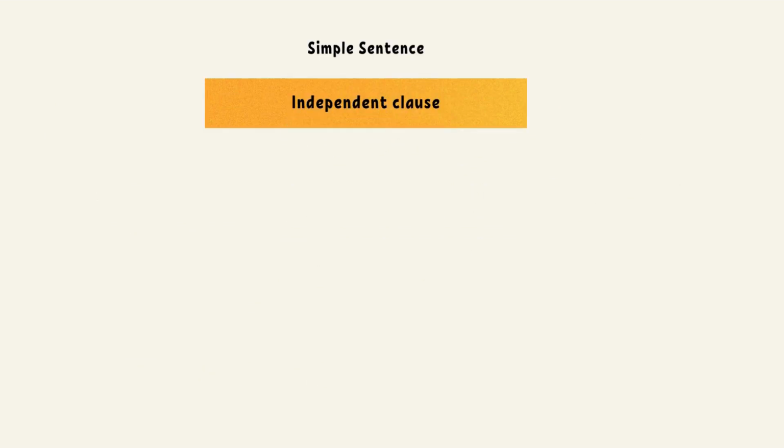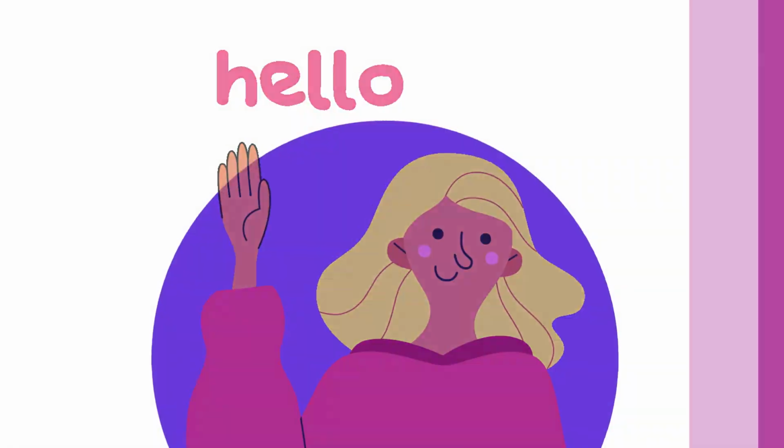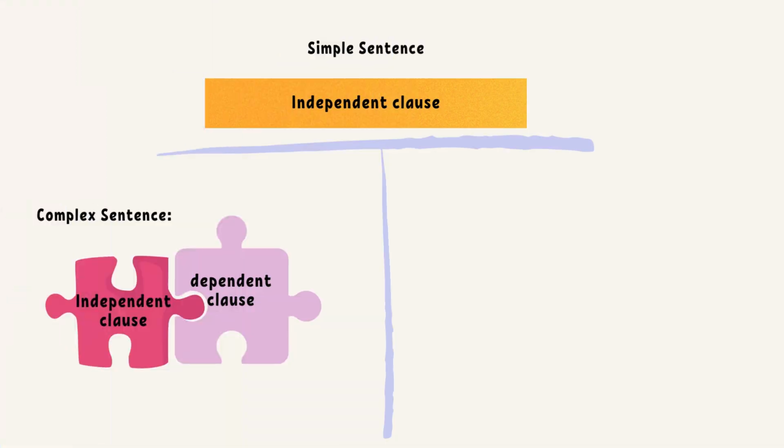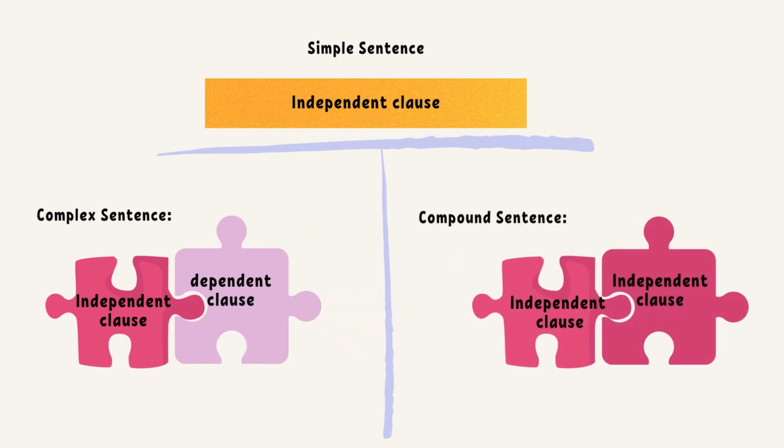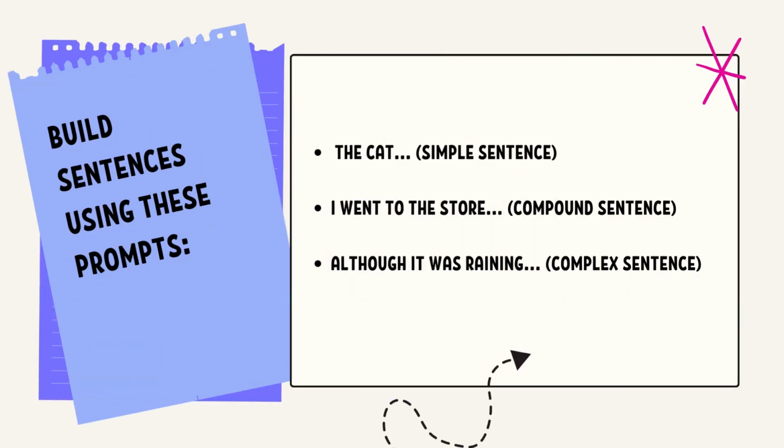So, to wrap up, a simple sentence consists of 1 independent clause. A complex sentence consists of 1 independent clause and 1 or more dependent clauses. A compound sentence consists of 1 independent clause and 1 or more independent clauses. Let's put our knowledge to the test. In the comments below, try building your own sentence of each type.